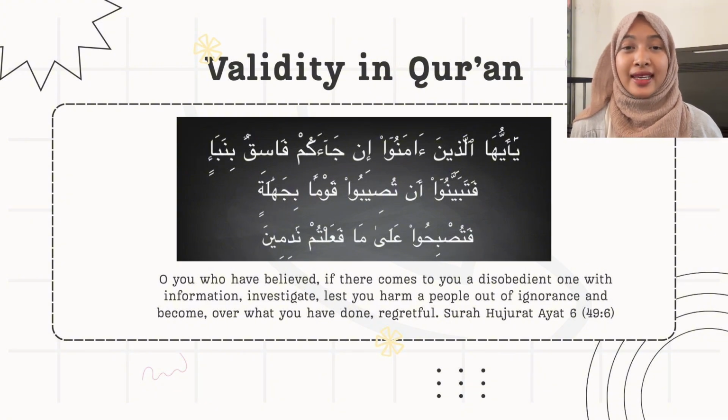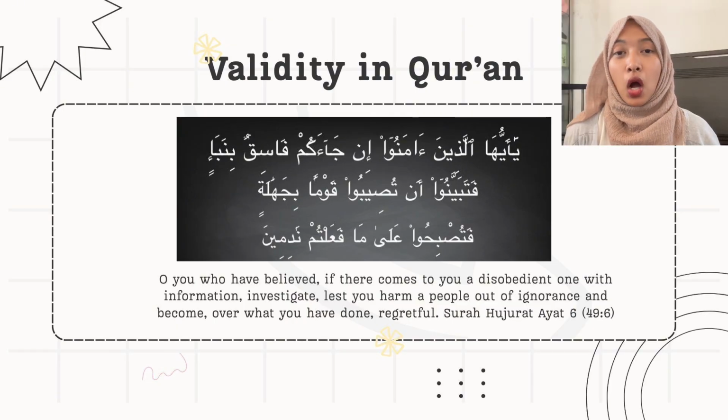In Surah Hujurat ayat 6, Bismillahirrahmanirrahim, Ya ayyuhalladhina amanu in ja'akum fasiqun binaba'in fatabayyanu an tusibu qawman bijahalatin fatusbihu ala ma fa'altum nadimin. O you who believed, if there comes to you a disobedient one with information, investigate, lest you harm a people out of ignorance and become, over what you have done, regretful.